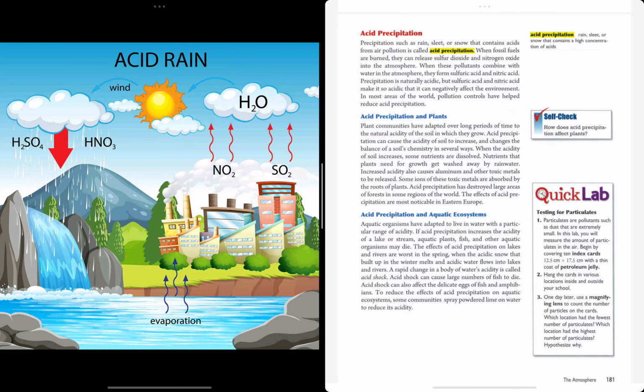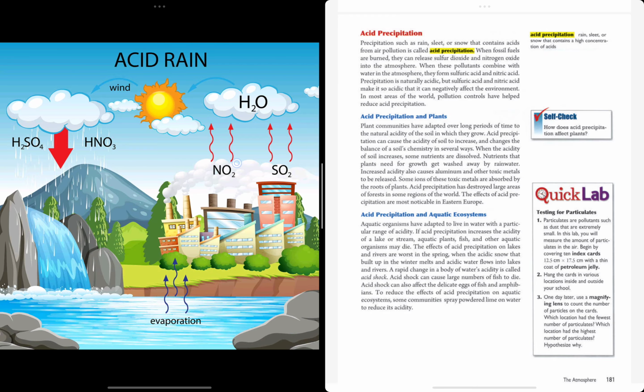What is acid precipitation? As you can see from the picture here, acid precipitation is the rain, sleet, snow that contains acid from the air pollution. You know that when factories and cars burn fuels, they release gases like sulfur dioxide and nitrogen oxide into the air, and they combine with the water in the atmosphere, and they form acids, sulfuric acid and nitric acid, and they fall as acid rain.